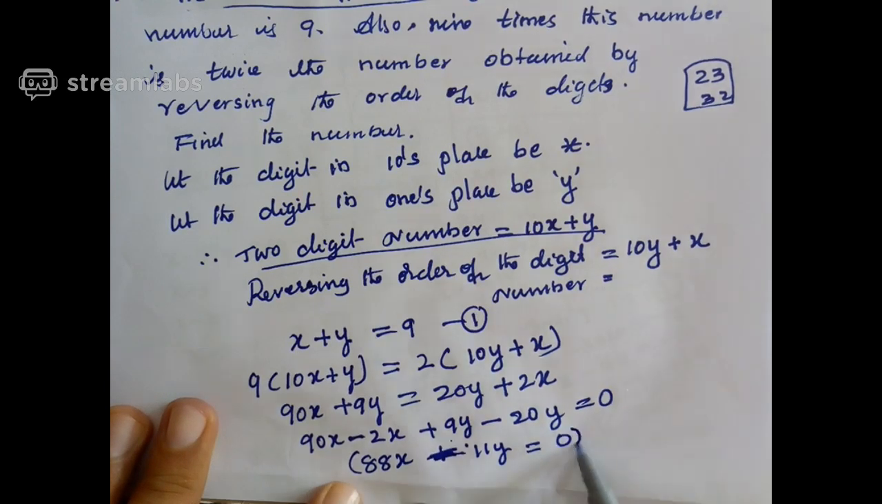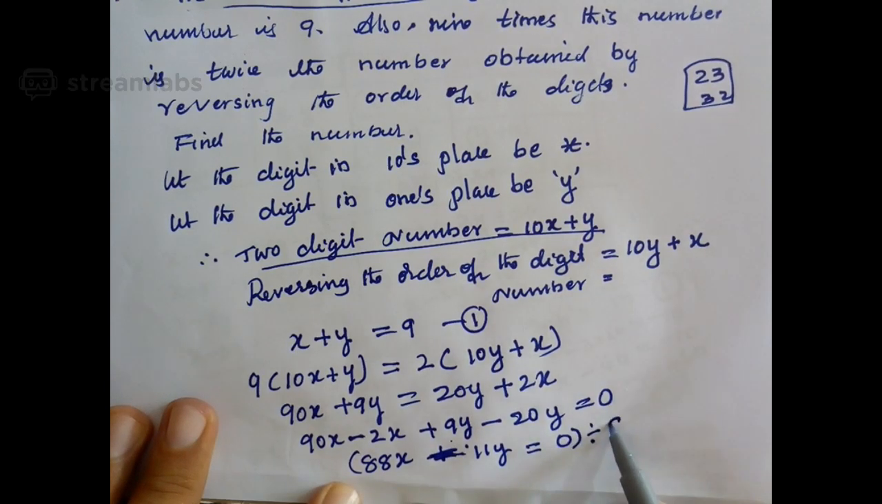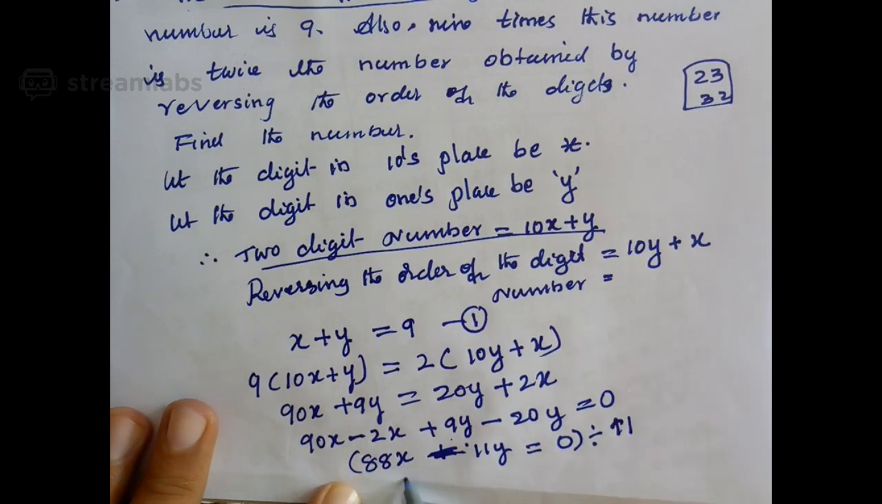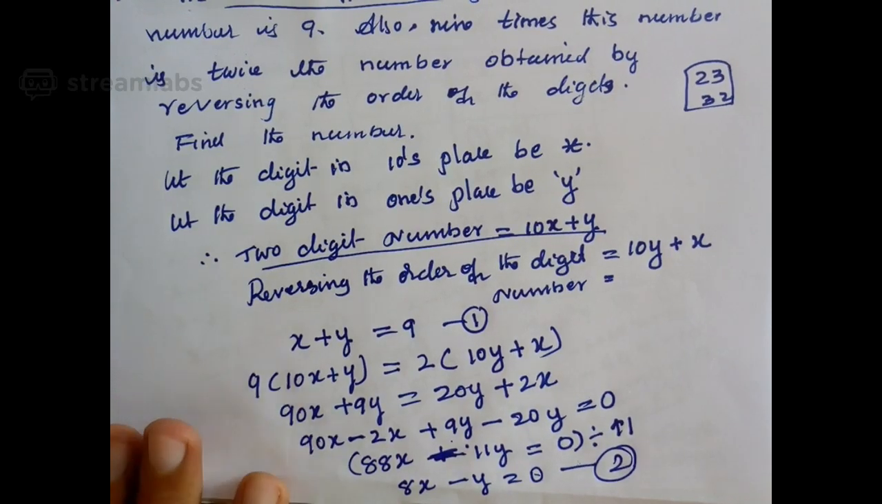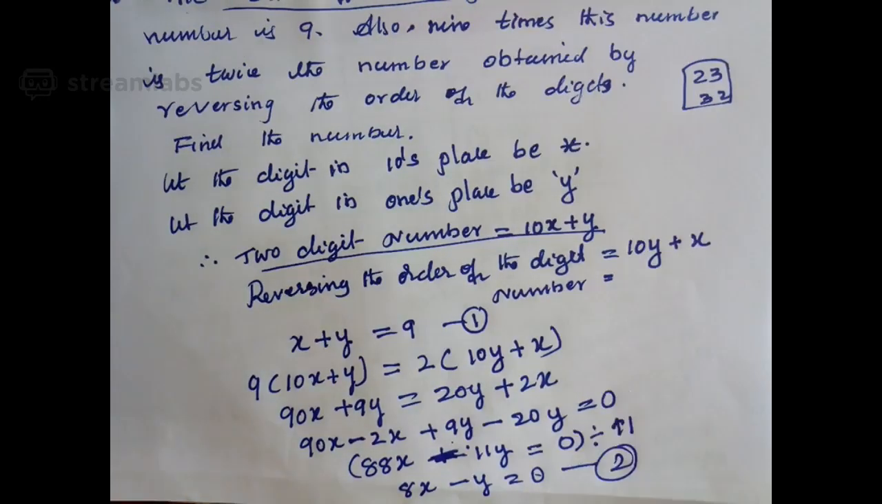I can further simplify this equation by dividing by 11 throughout so that it becomes easy to solve. 11 how many times? 11 8s are 88. So 8x minus y is 0. This is equation number 2. Equation number 1 is x plus y equals 9, and equation number 2 is what?